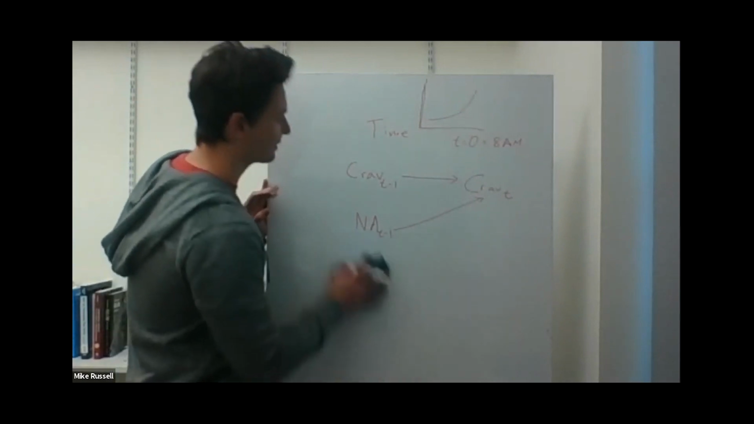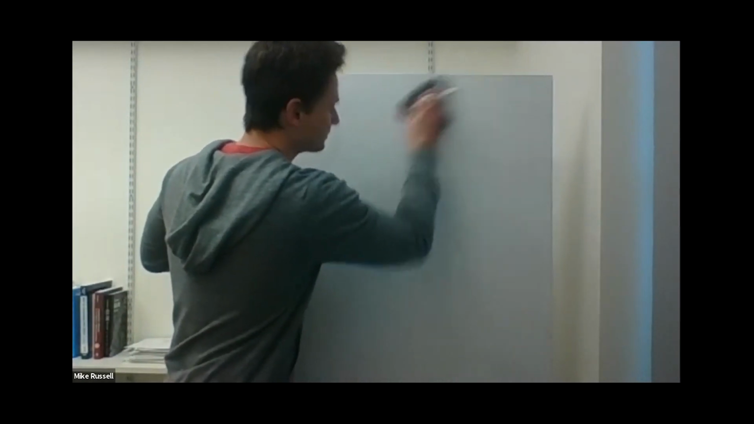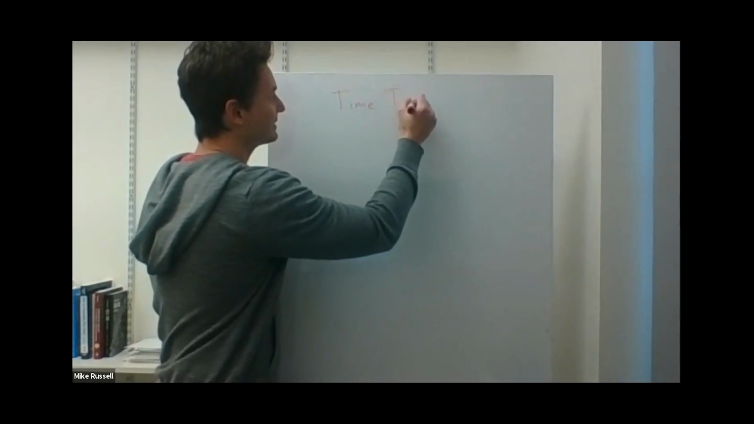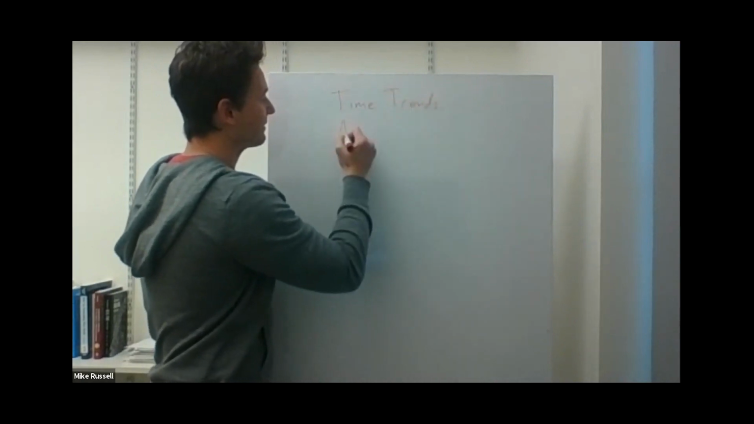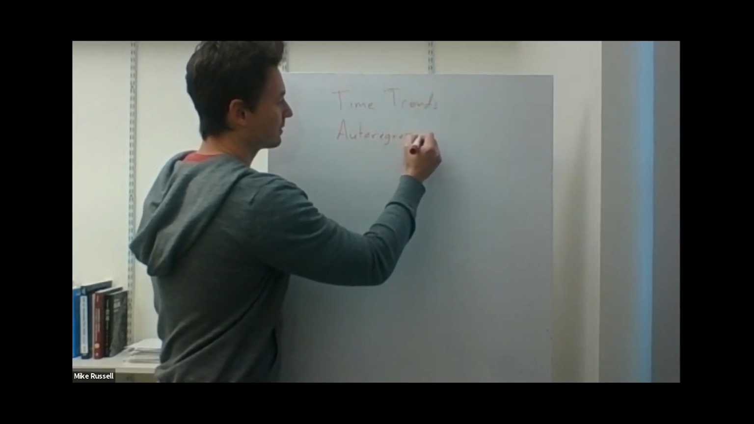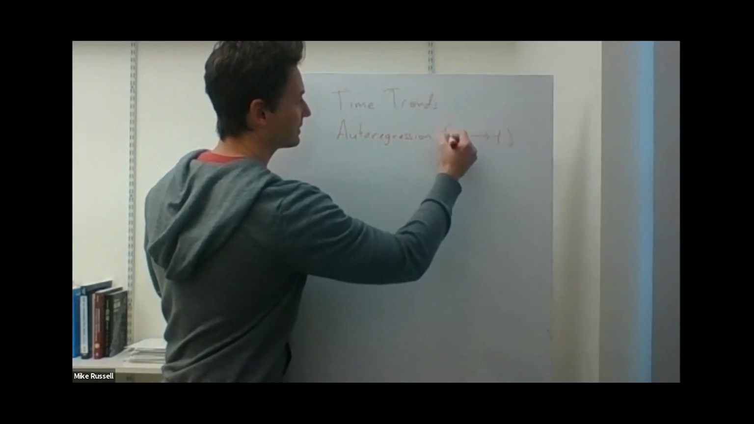Okay, so the first way that I mentioned was modeling time trends. The second way that I mentioned was thinking about auto-regression, right? Where one time point is predicting another time point, t minus 1 to t.